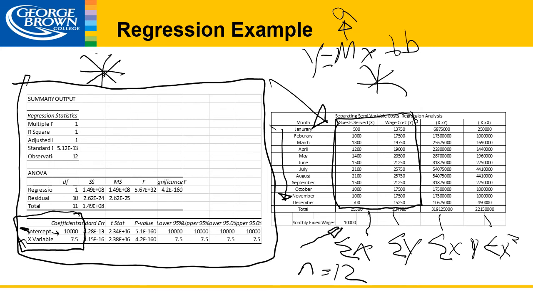If we complete the equation, y, our total wages, is a function of 7.5 multiplied by the number of guests, plus 10,000. So that's our linear line.